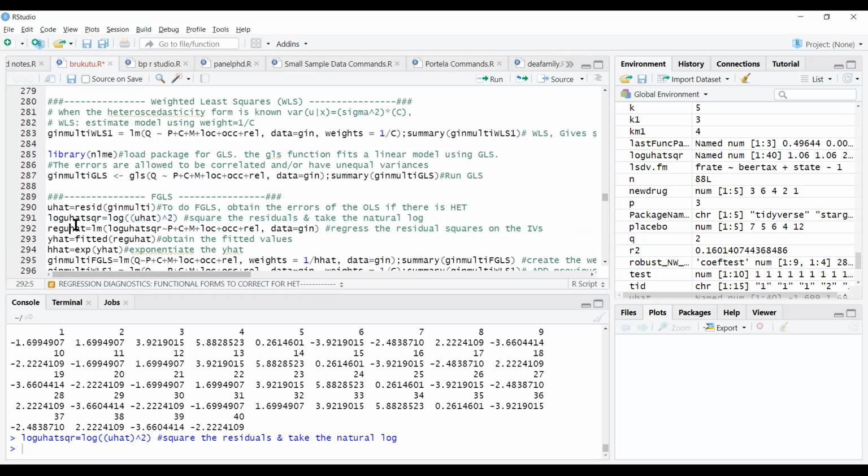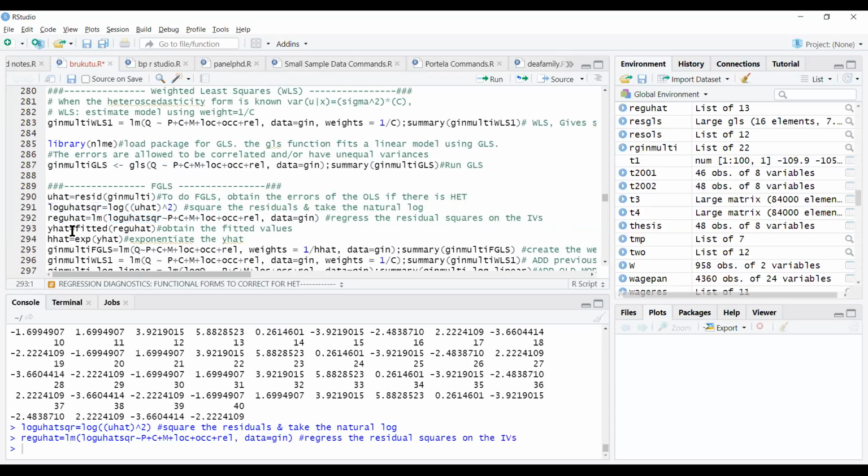So I'm now creating another command called reg u hat. The residual squares and the natural log that we did, that's this one there. Now I'm going to regress the residual squares on the independent variables, and I'm calling it reg u hat. You do that. Then I obtain the fitted values from that, the y hat. So reg u hat is the same reg u hat here.